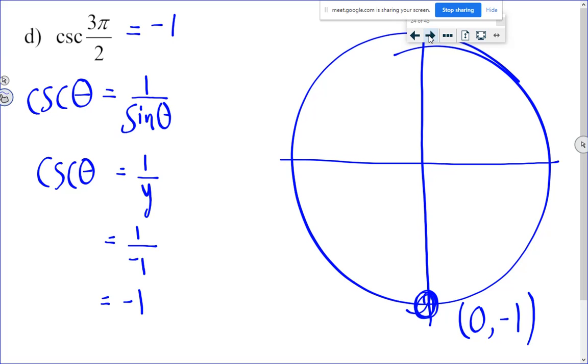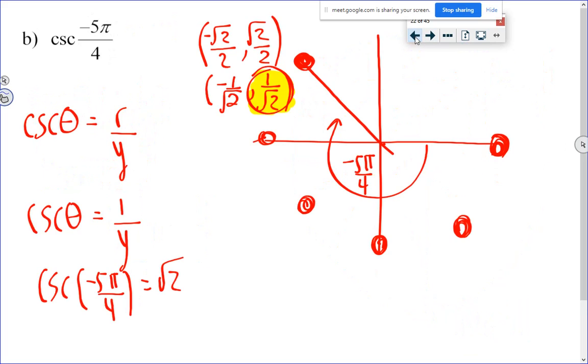I'm going to pause there for a minute. Does anybody have any questions with A through D? I have a question. Go ahead, Aiden. For B, you did the inverse of 1 over root 2. Is there a way to do it as root 2 over 2?